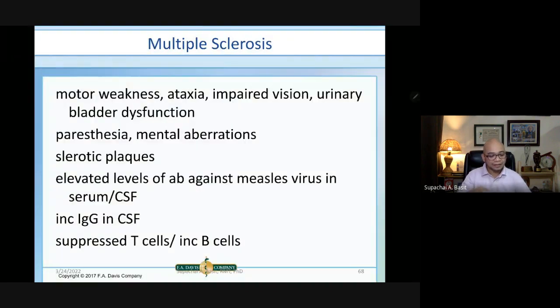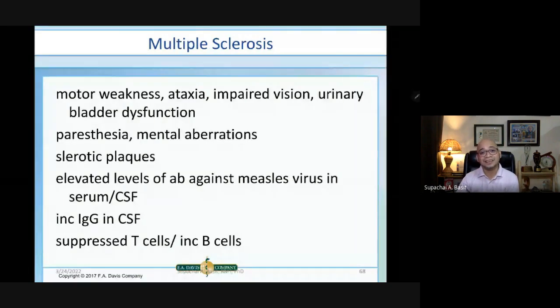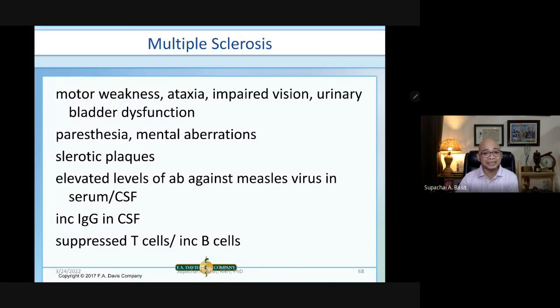So, as you can see here, multiple sclerosis is characterized by motor weakness, ataxia, impaired vision, urinary bladder dysfunction. There is a paresthesia, paralysis, mental aberrations, sclerotic plaques, and I think I have already explained the increased IgG in CSF, elevated levels of antibodies against measles virus, also in serum and CSF, and there are suppressed T cells and an increase in B cells.